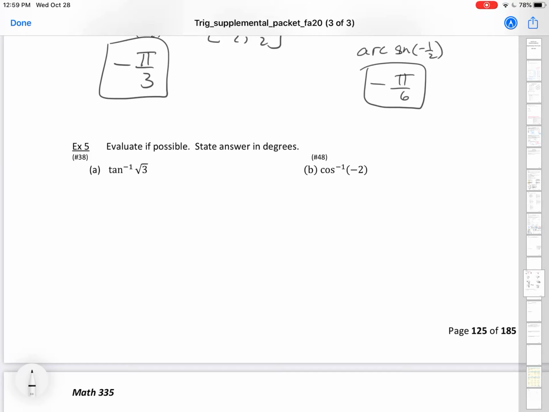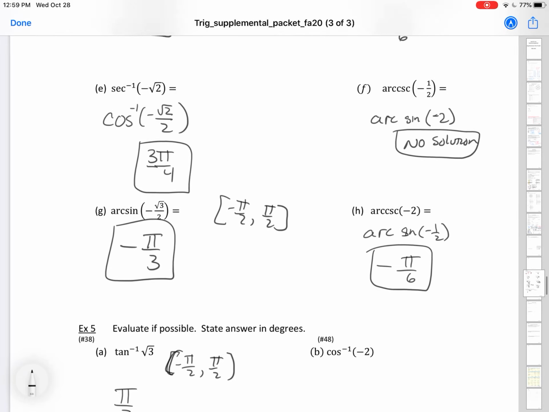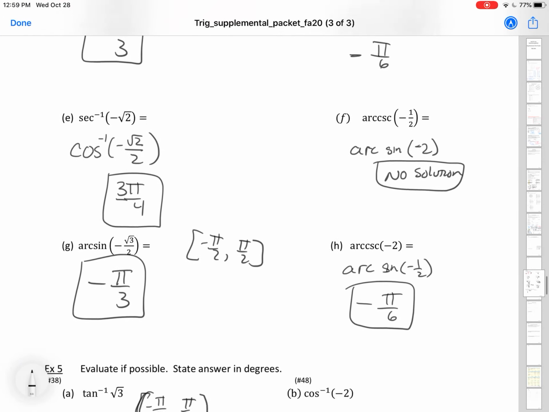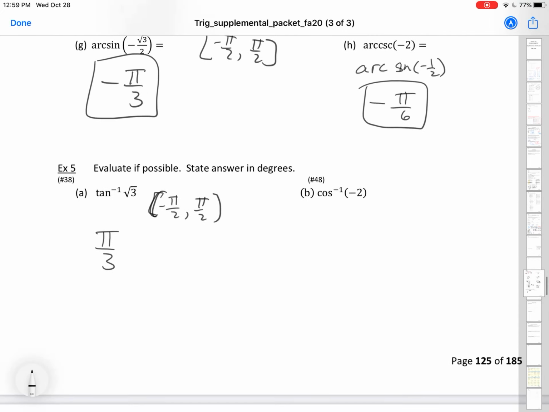Tangent inverse of √3. Okay, tangent's like sine, so it's going to produce answers between minus pi over 2 and pi over 2. It's going to be a first quadrant angle because it's positive, and to have the root 3 up top, that must be a pi over 3 angle, because when the root 3 was on the bottom before, I needed to have a pi over 6 angle. So there's my answer, pi over 3.